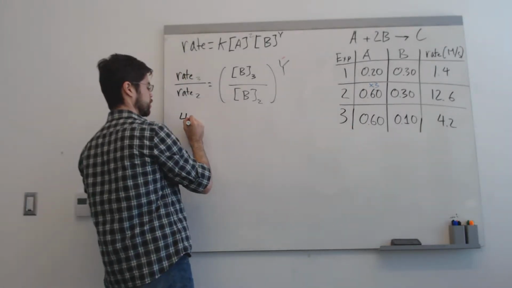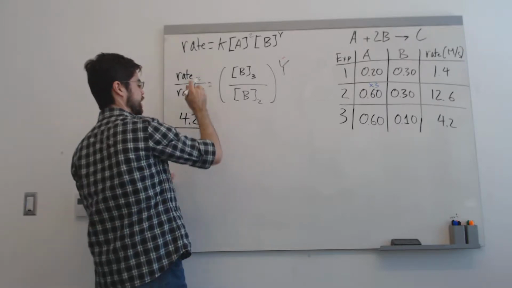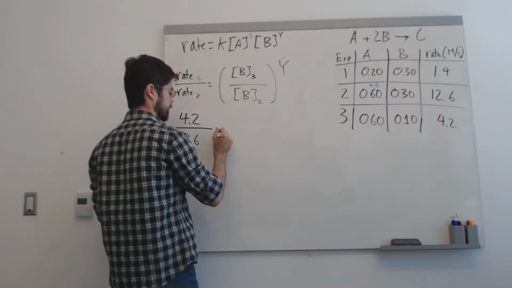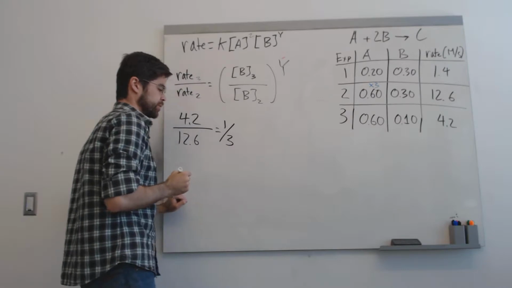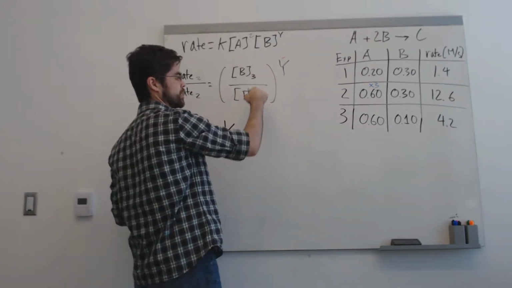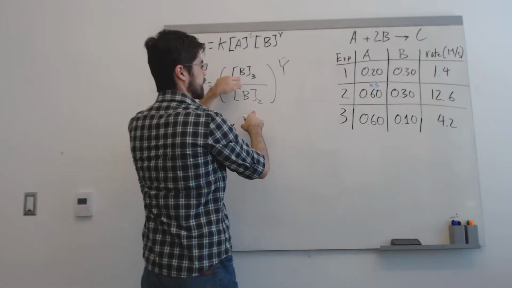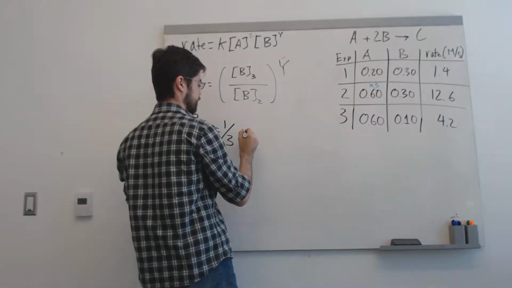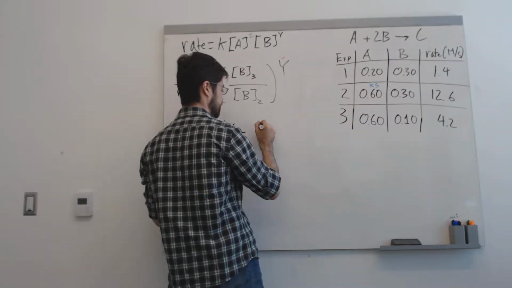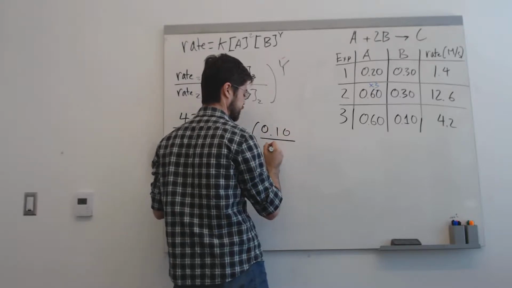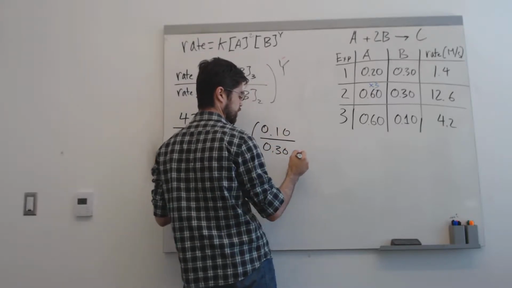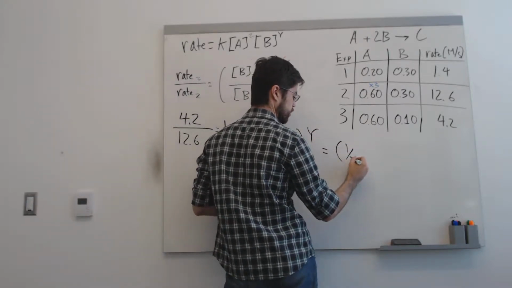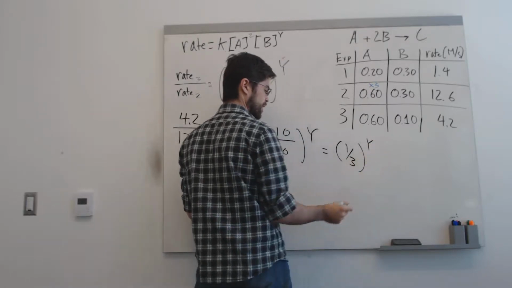Rate 3 was 4.2 molar per second, and rate 2 was 12.6. That ends up being equal to 1/3. How are these related? The concentration of B in experiment 3 is 0.1, and in experiment 2 it is 0.3, so I have 0.1 divided by 0.3 raised to the y. This is equal to 1/3 raised to the y.